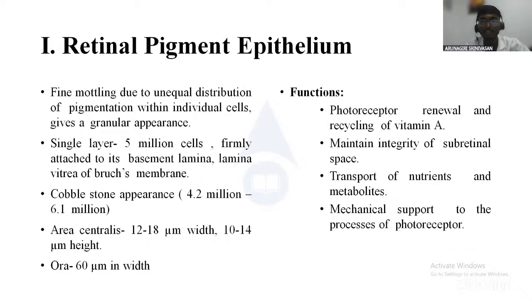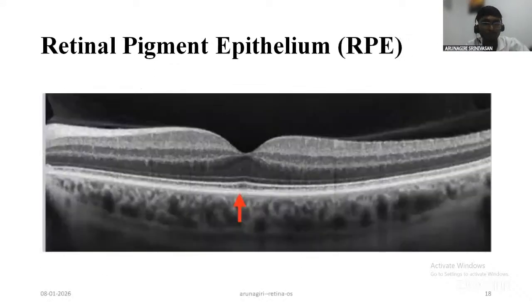It functions for photoreceptor renewal and recycling of vitamin A, maintains integrity of the subretinal space, transports nutrients and metabolites, and provides mechanical support to the processes of photoreceptors. This is the OCT image.